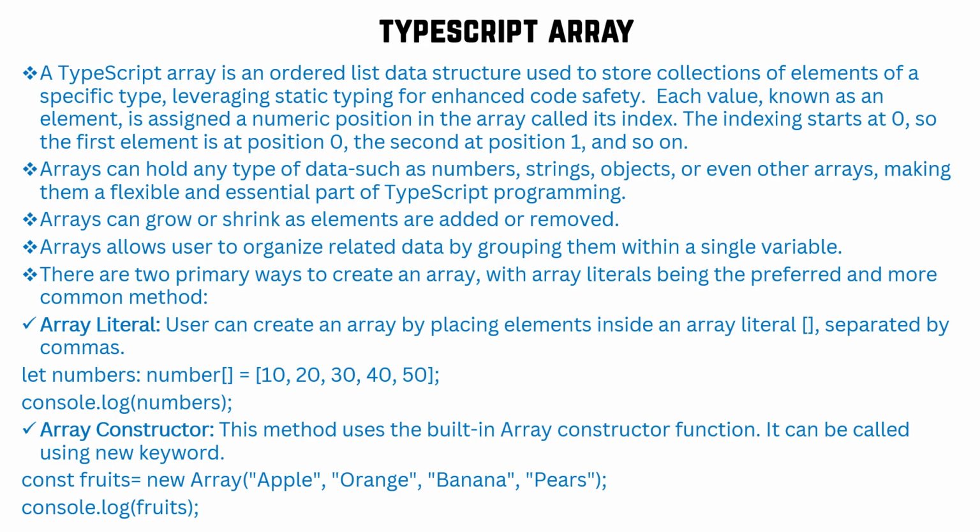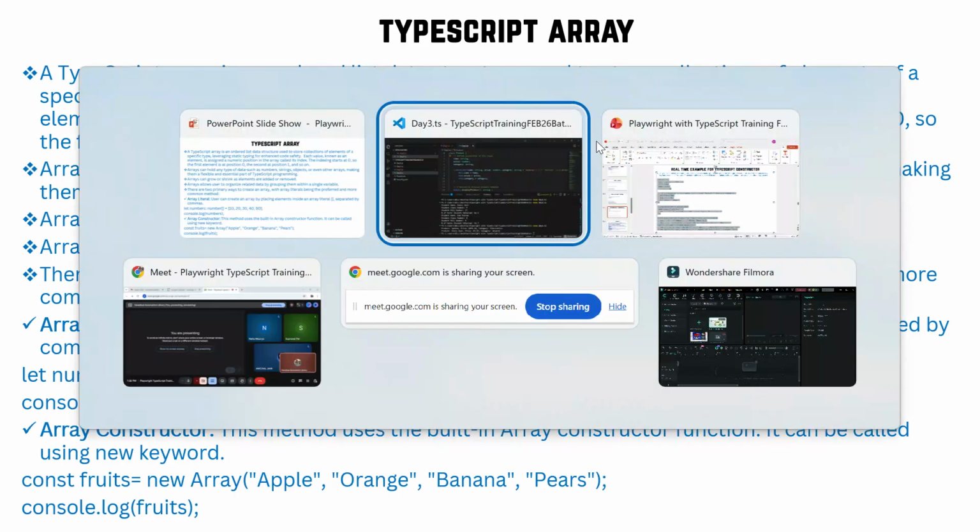How can we use array literals? A user can create an array by placing elements inside an array literal, simply separated by commas. Let's see how we can go with array literals.